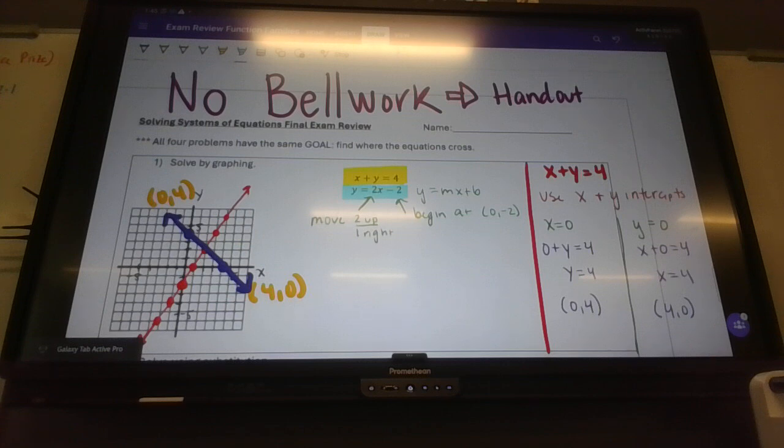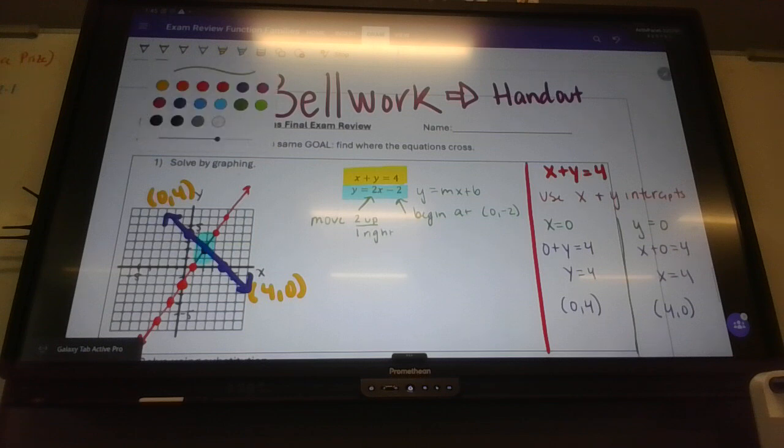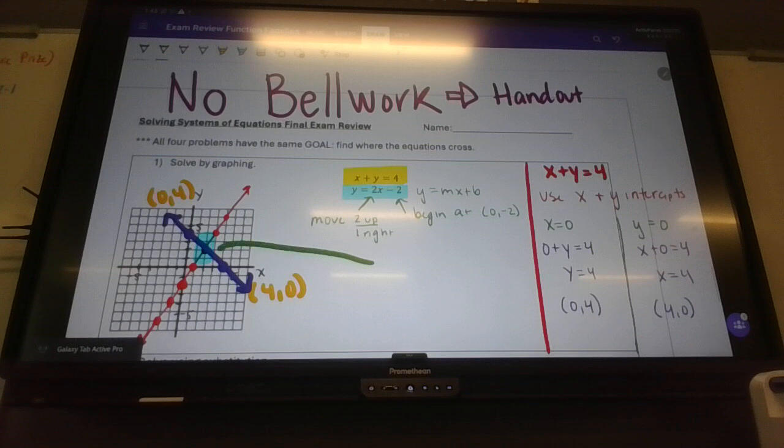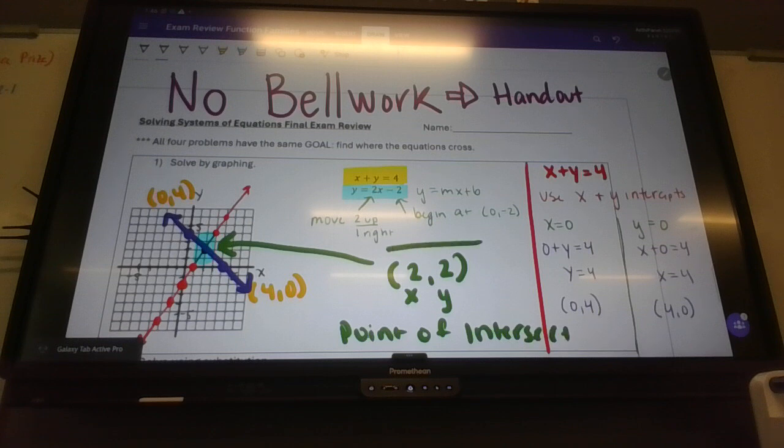The one right there. Yeah, let's point out where 2, 2 is. Well, it is pretty small, I know. So here at 2, 2, x is 2, y is 2. This is the point of intersection. And that's what our mission was. In a system, you're trying to figure out where the two lines will cross. And then that's your answer.